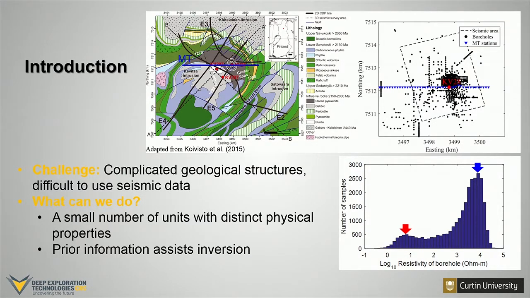Here you can see two peaks of the resistivity distribution. One is related to the country rock, the other one related to the mineralization or maybe carbon-bearing sediment rock. And the question is how we include a whole bunch of borehole information here into the inversion of the MT data.